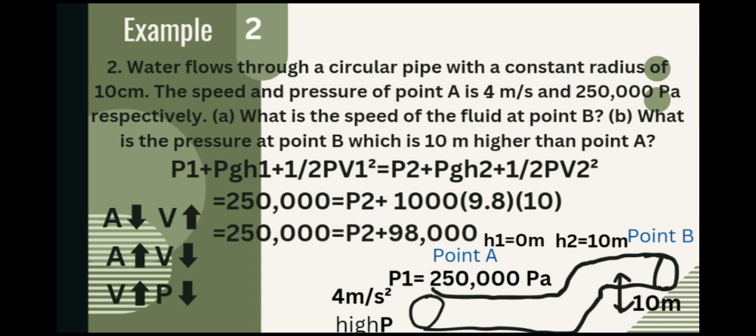So this 98,000 here, we can transpose to the other side. So the 98,000 is going to be negative. So 250,000 minus 98,000 is equal to 152,000 pascals. So our pressure P2 at point B is equal to 152,000 pascals.